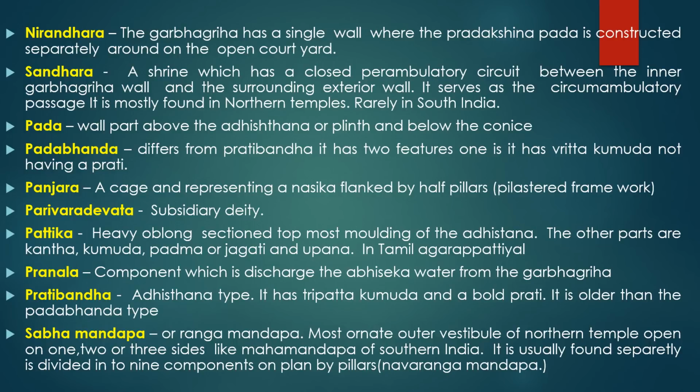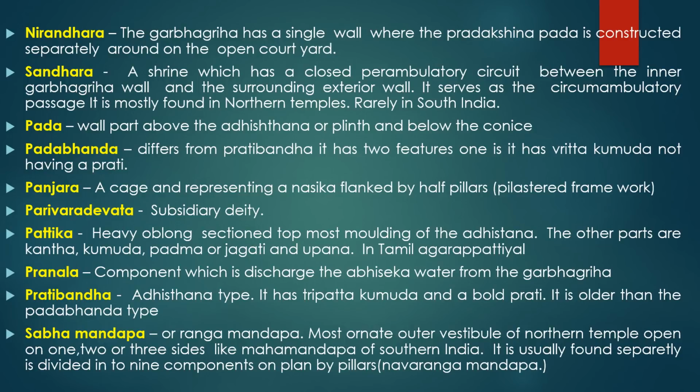Pratibandha Adhisthana type. This is the Pratibandha Adhisthana. I have already mentioned Padabandha Adhisthana, Pratibandha Adhisthana, like that. This is also one of the Adhisthana types. It has three Patta Kumuda and a bold Prati. It is older than the Padabandha type of Adhisthana.